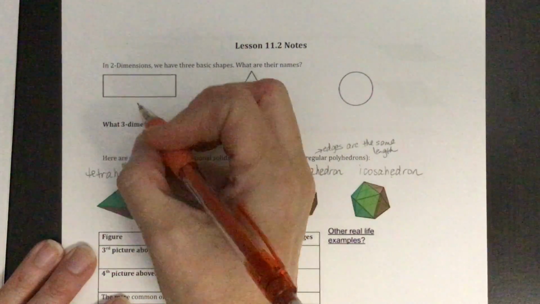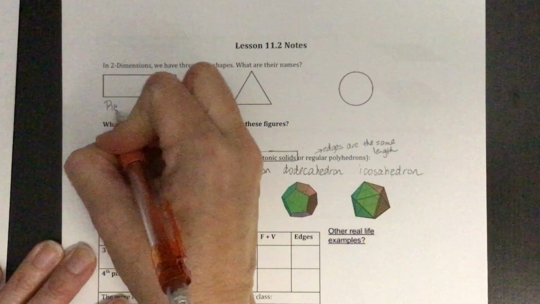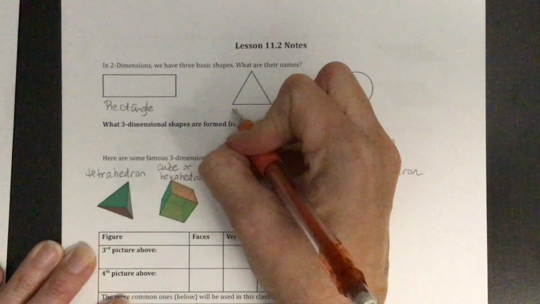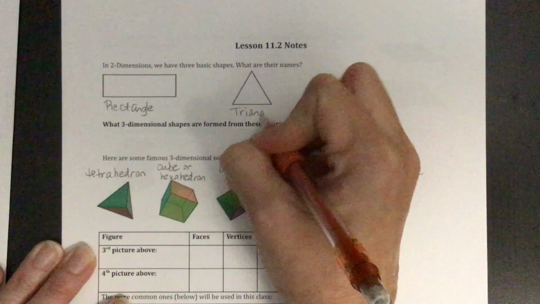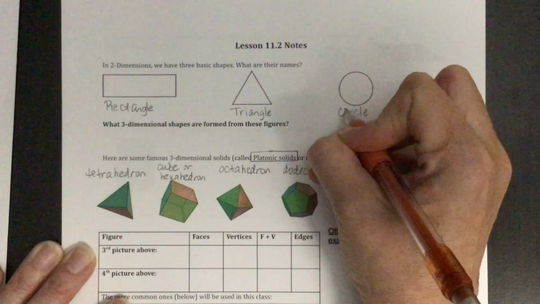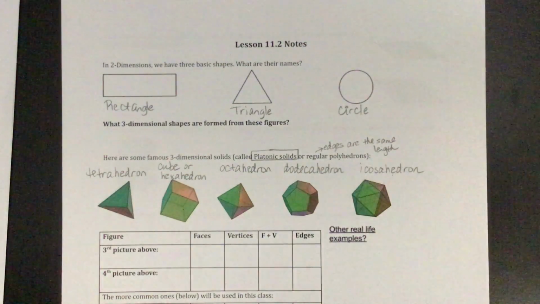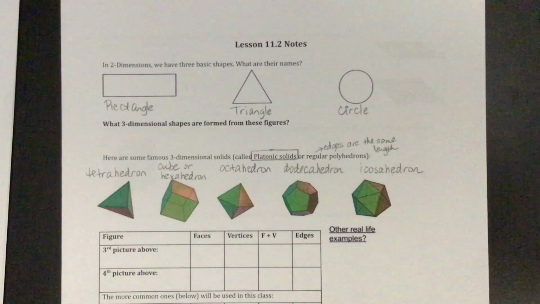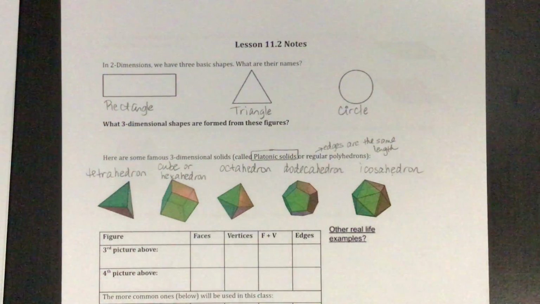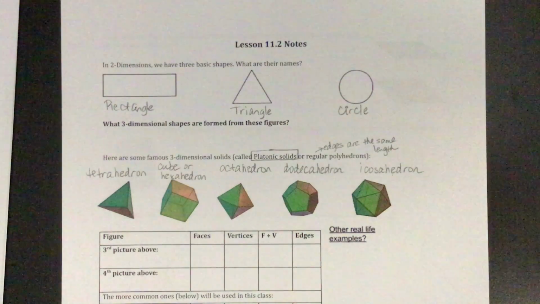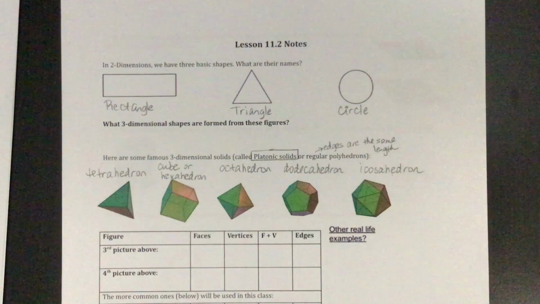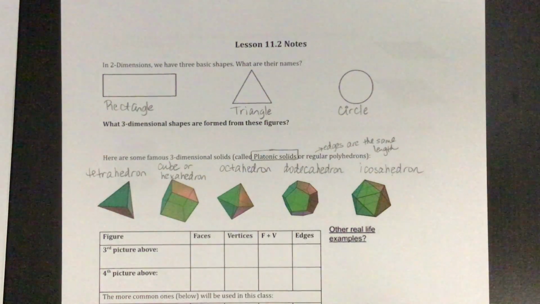All right, so hopefully that was a piece of cake. We know this first one is called a rectangle. The middle one is a triangle. And the last one is a circle. And these are three very basic two-dimensional shapes, okay? But since our focus is going to be on three-dimensional shapes, I want you to have an idea of where these two-dimensional shapes can play a part in some three-dimensional shapes.